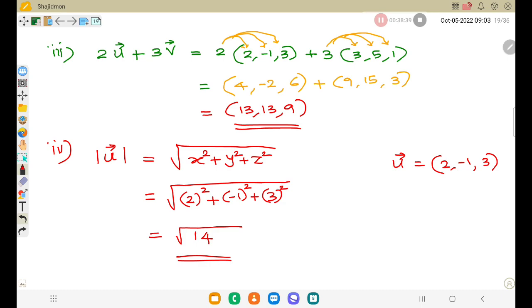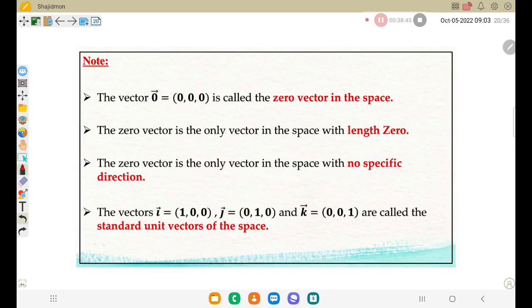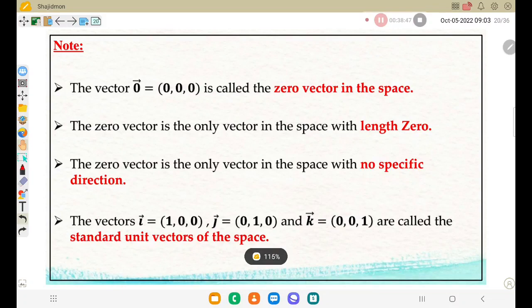I hope you understood how to add, subtract and multiply in space. Now there are some notes, same as in the plane. The zero vector in space is (0, 0, 0): x number 0, y number 0, z number 0. This is called the zero vector in space. Its length should be 0 and there is no specific direction for the zero vector.